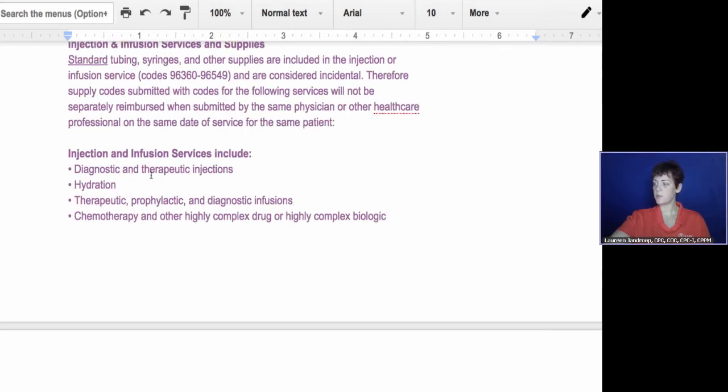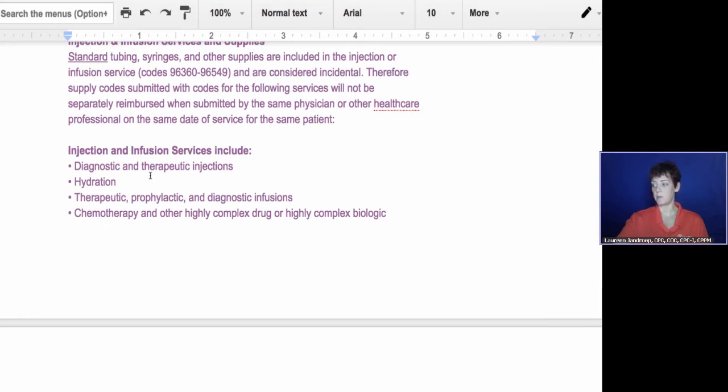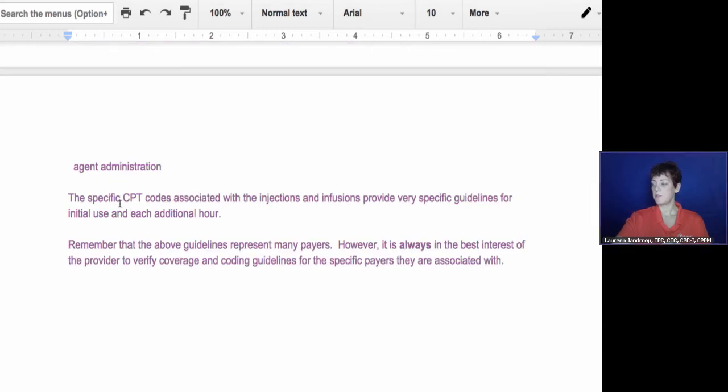injection and infusion services include the injections themselves, hydration, sometimes they have to put saline in, therapeutic, prophylactic, and diagnostic infusions, chemotherapy, and other highly complex drug or highly complex biologic agent administration. The specific CPT codes associated with injections and infusions provide very specific guidelines for initial use in each additional hour. So be led by what CPT is telling you for how to code the initial hour and subsequent ones. And if they're doing concurrent infusions, it's all laid out right there in CPT.